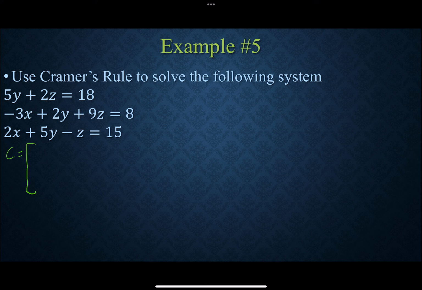So our x column would be 0 because there's no x in the first equation, -3 and 2. And our y column is 5, 2, and 5. And z column is 2, 9, and -1. And then our x matrix, we replace the x column with the 18, 8, and 15. And we leave everything else alone.